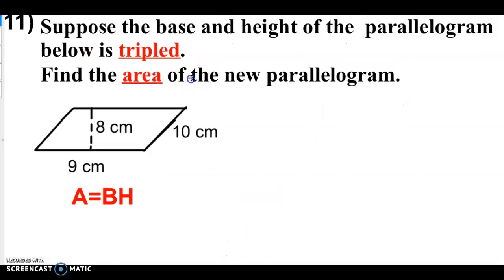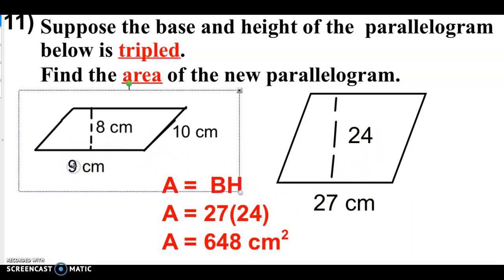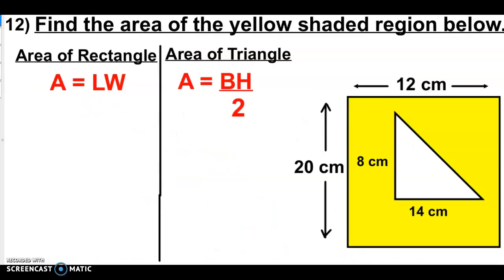Okay, please read this. Draw a new parallelogram, tripling the dimensions, and find the area. Please hit pause. Okay, so I tripled the base and the height because that's all I needed. I didn't need this side of the parallelogram. And 27 times 24 came out to be 648. How did I get those measurements? I times the base by 3, because tripling means times by 3, and the height by 3.